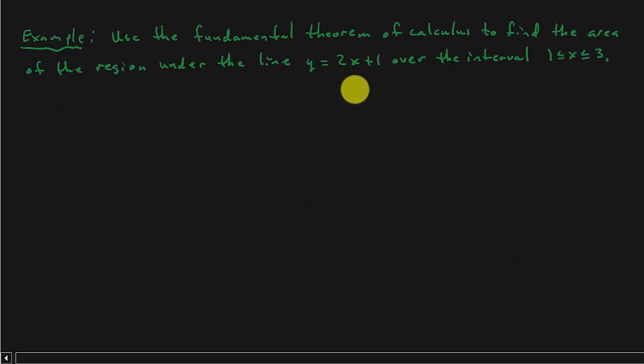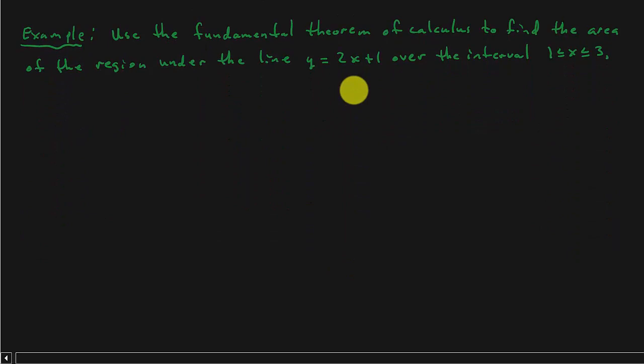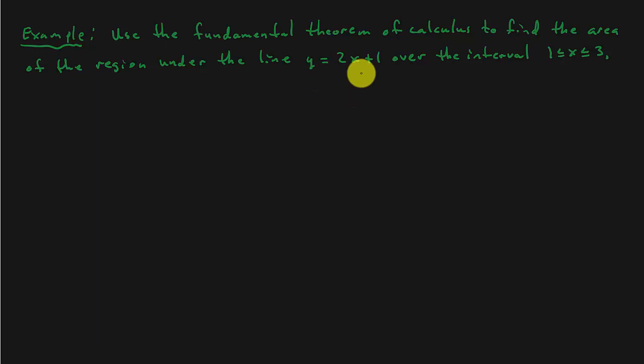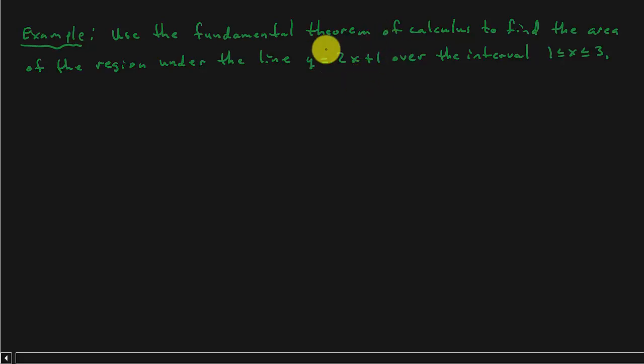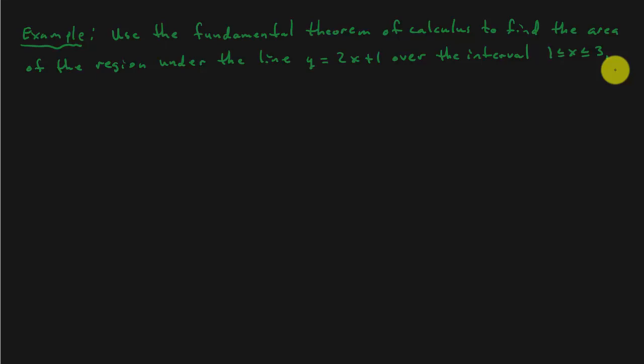All right, so here it says use the fundamental theorem of calculus to find the area of the region under the line y equals 2x plus 1 over the interval 1 to 3. All right, so you might recognize this problem. This is actually the first example we worked. Remember, we approximated the area under 2x plus 1 from 1 to 3 by splitting it up into 6 rectangles. We found the area of each of those rectangles and added them up.